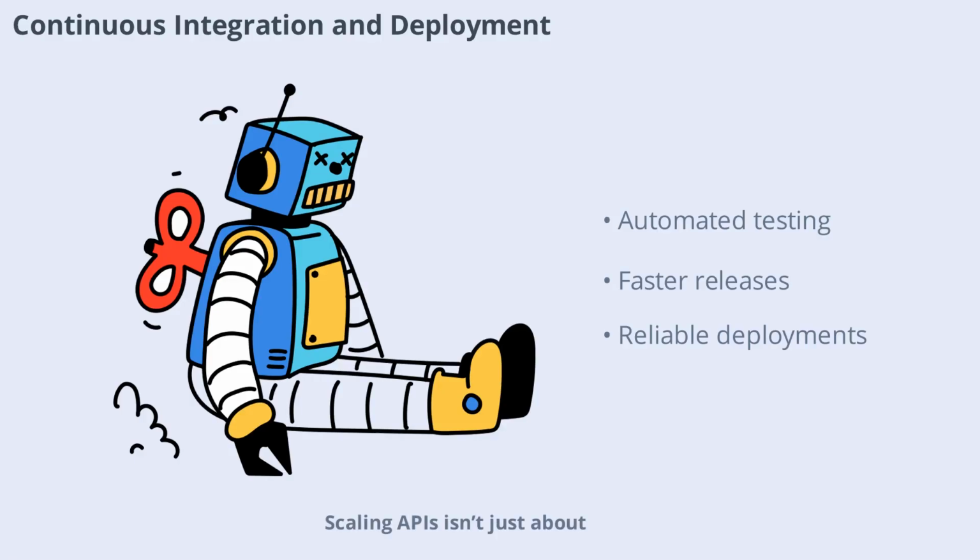Scaling APIs isn't just about infrastructure, it's also about your development process. Continuous integration and deployment (CI/CD) pipelines automate testing and deployment, making it easier to release updates quickly and reliably. This agility helps you respond to scaling challenges and user needs faster. Popular CI/CD tools include Jenkins, GitHub Actions, and GitLab CI.